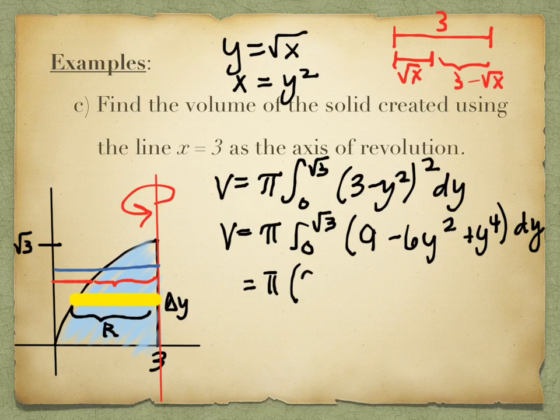9 becomes 9y. 6y squared becomes what? It becomes 2y cubed, actually, right? So the y squared becomes y cubed over 3, and the 6 and the 3 simplify to 2. How about the y to the fourth? Y to the fifth over 5. Good. And our limits of integration are square root 3.